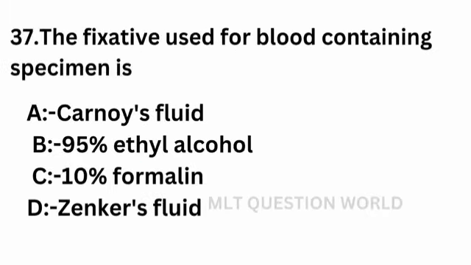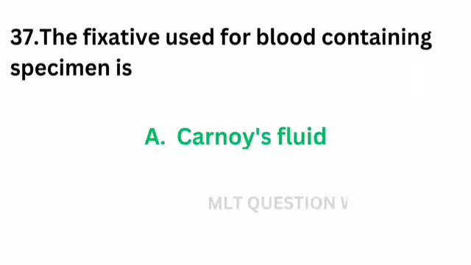Question number 37. The fixative used for blood containing specimen is option A, Carnoy's fluid, option B, 95% ethyl alcohol, option C, 10% formalin, option D, Zenker's fluid. Which of the following can be used for blood containing specimen?